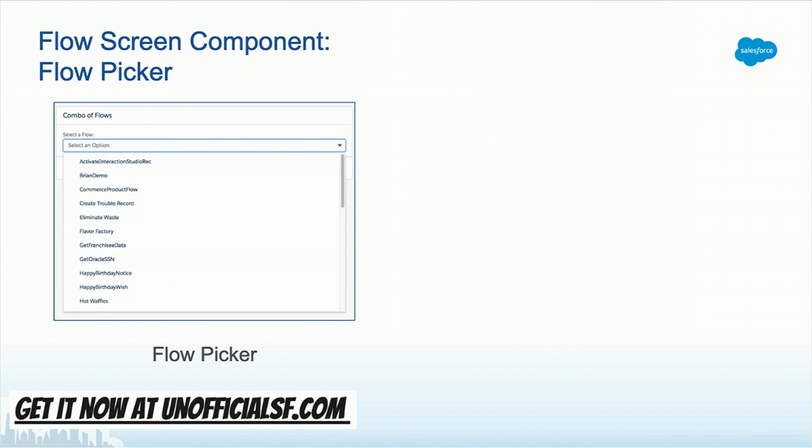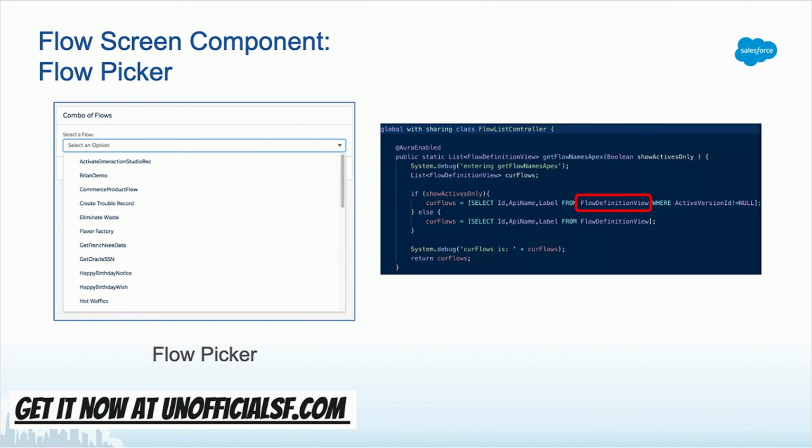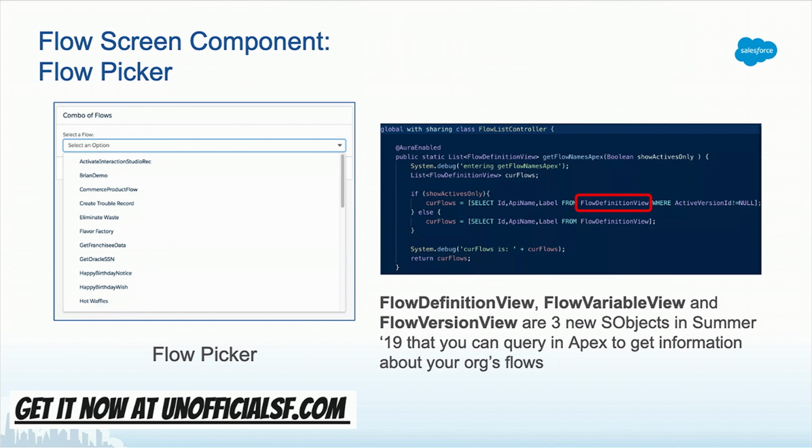Now, the flow picker that you saw in there takes advantage of a new summer feature that I just wanted to mention because it's an easy one to miss. There are 3 new S objects that have been quietly added. I am doing a simple Apex SOQL query to get a list of all active flows in my organization. Between these 3 new S objects, you can get a huge amount of detail about the flows that are currently defined in your organization. This is a pretty advanced feature. It's a little exotic.